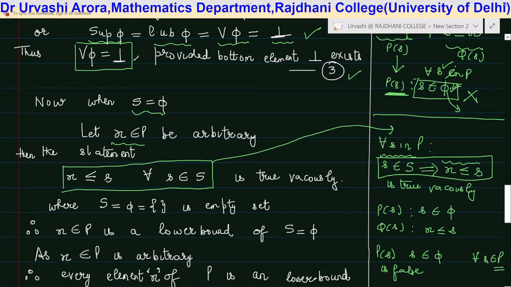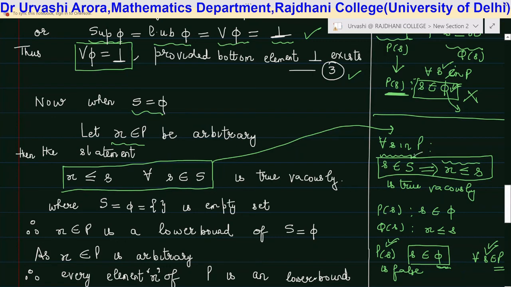So whatever S belonging to P you may choose, S can never belong to phi. This can never happen. This can never be true. This is always false. Why? Because the set phi is empty. It doesn't have any element. So phi cannot have any element. So P(S) is false for all values of S belonging to P.